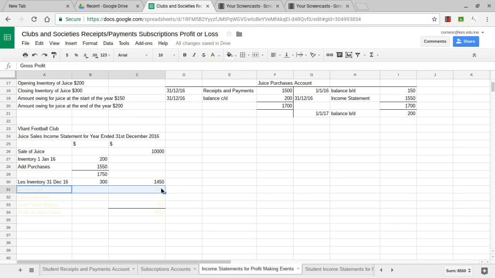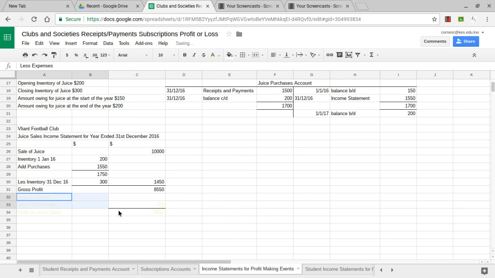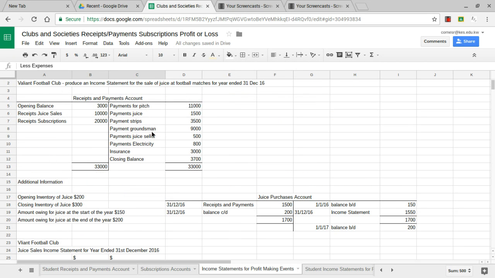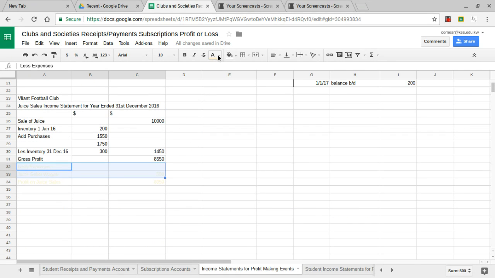I've then got a gross profit, and very often that's where you'd finish. But in this example, there's also a juice seller who got paid 500. So we'd include them as a normal expense. And there we have it. We have the profit. That profit will then be transferred as part of the revenue to the income and expenditure account we'll do next time.